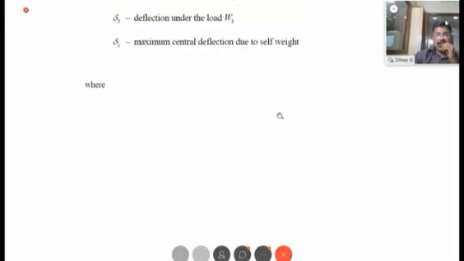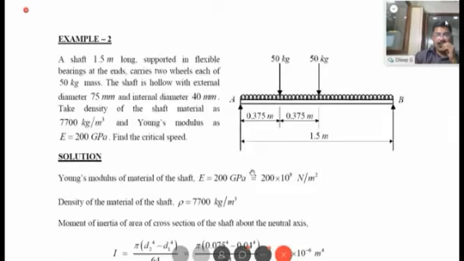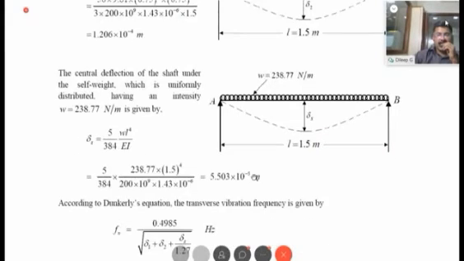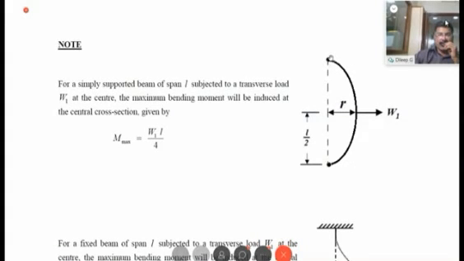Before that, you have to understand some more general formulae that I am going to discuss now. Suppose that there is a simply supported shaft. When you have a simply supported shaft at both ends, and if you apply a transverse load W1 at the center, the shaft will get deflected like this. There will be a slope at both ends because it is simply supported.